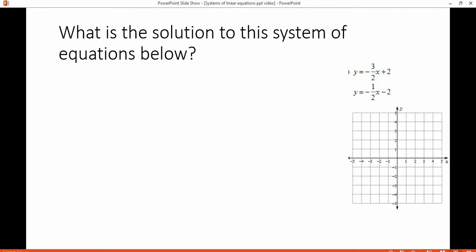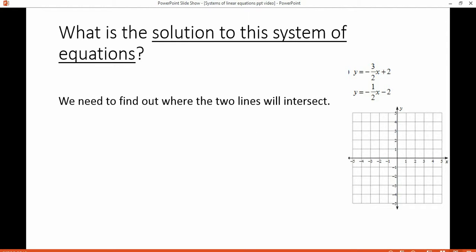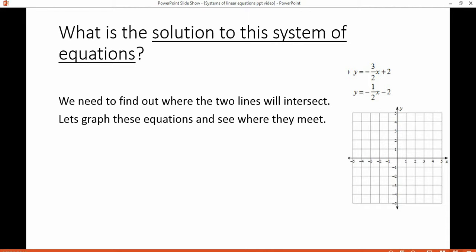What is the solution to this system of equations? So it's asking us, what is the solution. We need to figure out where these two lines are going to intersect, and we don't have a graph. They didn't give us the lines, so now what we have to do is graph these equations and see where they're going to meet. When they say system, all I mean is these two equations that we were given that we want to put on one graph. So let's see where they meet.